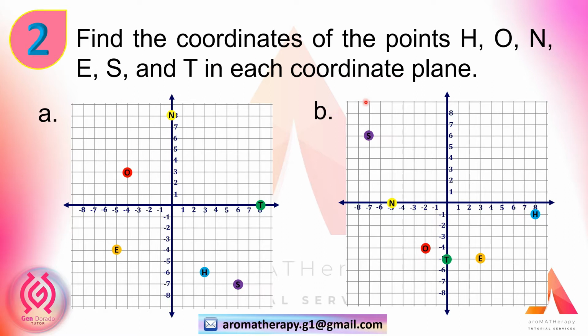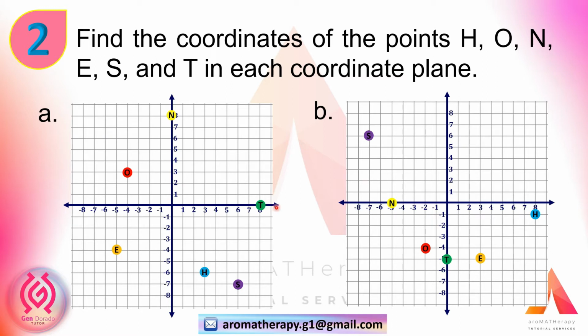So what are our points? We have points H, O, N, E, S, T. Okay, let's start with letter A. Point H. Point H is located in quadrant 4. So, you have the points. Ano yung sign ng points nila? Ng quadrant 4.